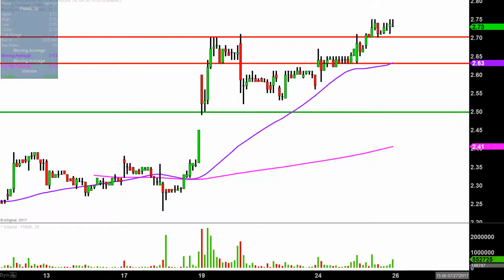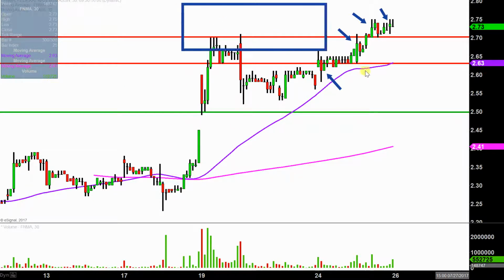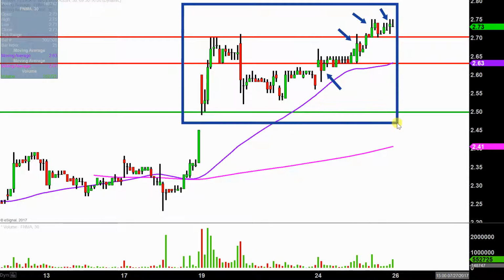Real quick, what do I mean by 30-minute in case maybe you're new to charts? Instead of each one of these candlesticks here representing one day's worth of price action, which is what you would normally see, each one represents 30 minutes. So this here may look like several weeks' worth of time. It's actually just the past several days broken down into 30-minute time slices.